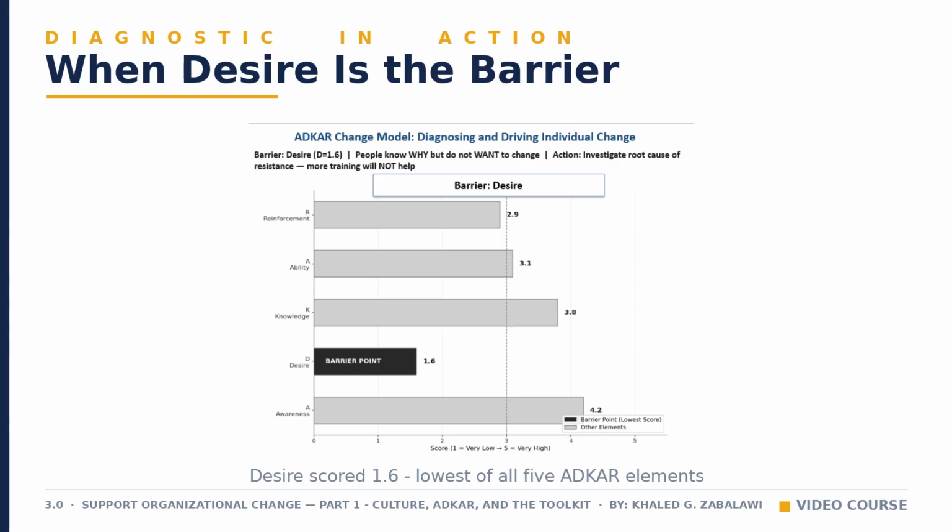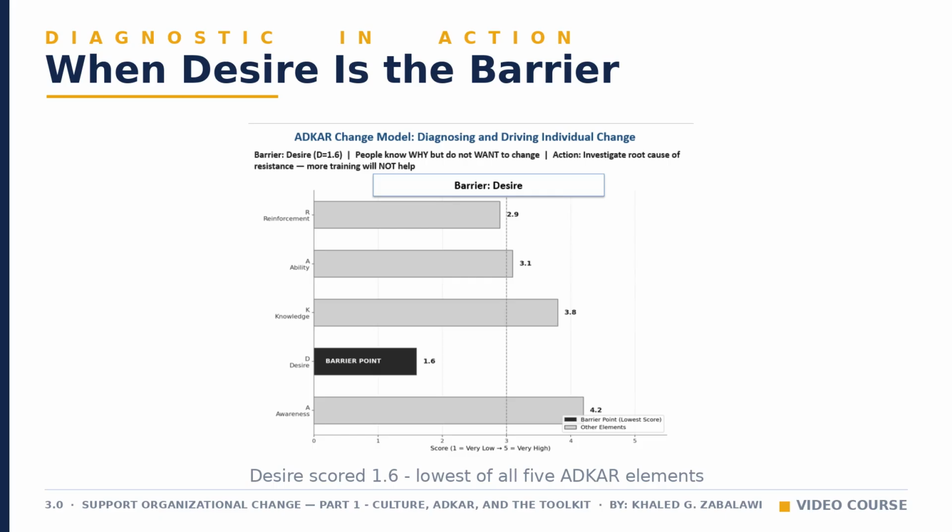Look at this readiness profile. Awareness sits at 4.2, knowledge at 3.8. People clearly understand why the change is happening and mostly know how to do it. But desire sits at just 1.6, far below every other element. This is the barrier point, and it changes your entire response. More training will not help here, because the gap is not a skills gap. People know why, they just do not want to change.